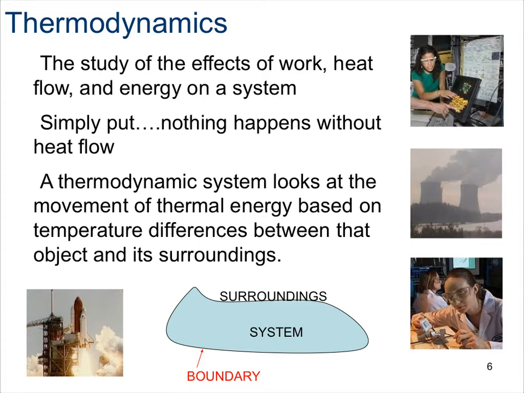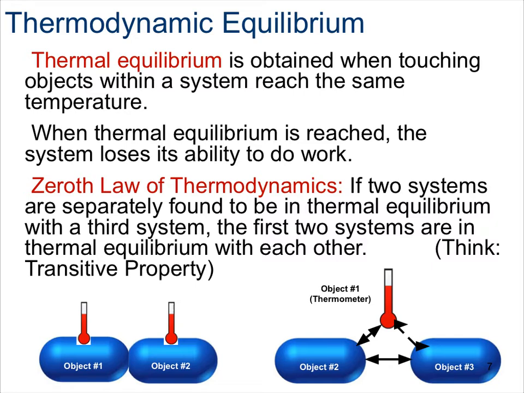An example of a closed thermodynamic system would be a light bulb. Electrical energy, light, and heat pass through the boundary, but the mass contained within the bulb cannot pass through the boundary. Thermal equilibrium is obtained when touching objects within a system reach the same temperature. When thermal equilibrium is reached and there's no heat flow between objects, the system loses its ability to do work.